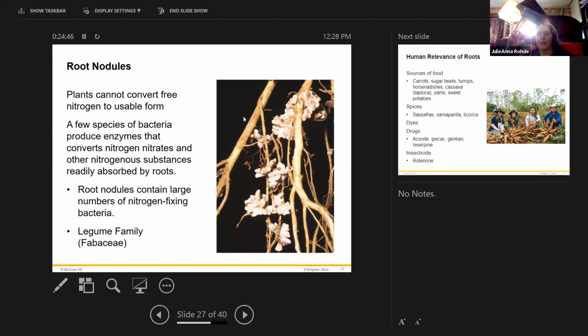And we're swimming in nitrogen. I mean, most of our atmosphere is nitrogen.